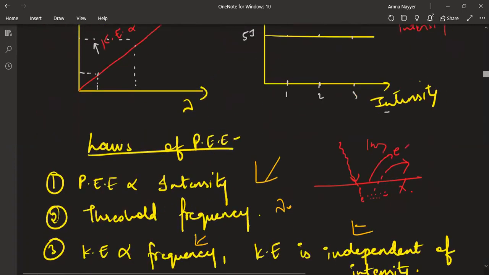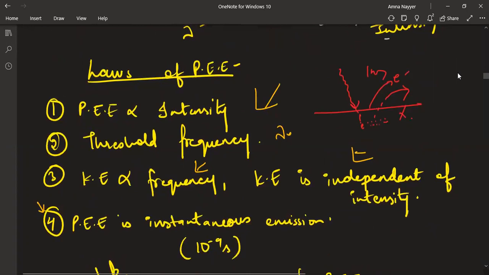Then when you are asked to state the laws of photoelectric effect, these 4 laws you have to mention. First, the photoelectric current is directly proportional to the intensity, the first graph which we have seen. Then the second law, you will mention the definition of threshold frequency: the minimum frequency of incident radiation below which photoelectric emission does not occur, or which is needed for photoelectric emission to occur. The definition of threshold frequency becomes the second law.